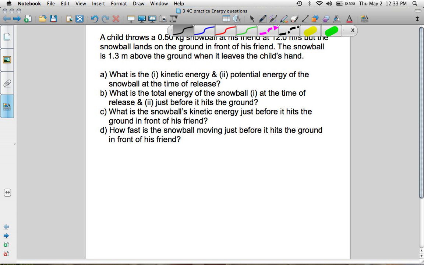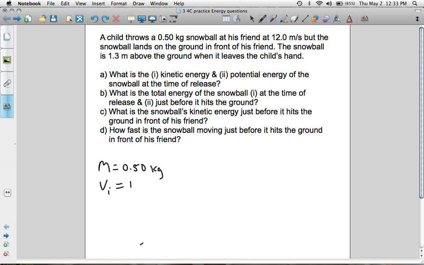So if a child is throwing a 0 point, sorry, that should be mass. Mass equals 0.50 kilograms. It's a pretty heavy snowball, but that's okay. The initial velocity is equal to 12 meters per second. But the snowball lands on the ground in front of his friend.